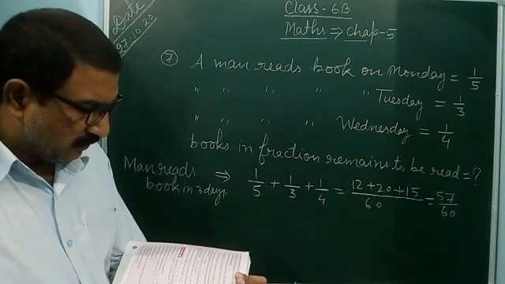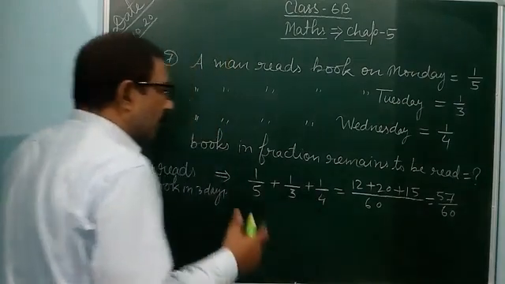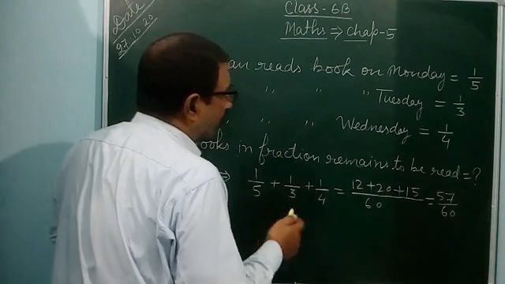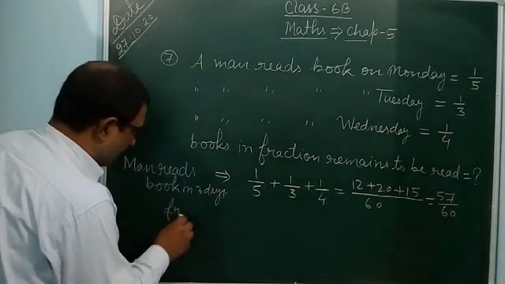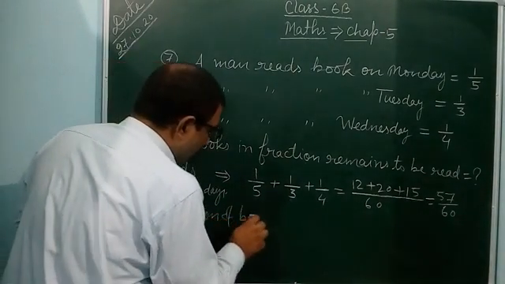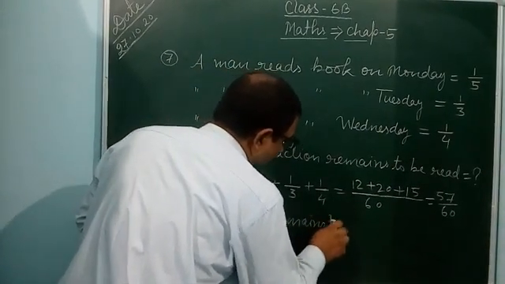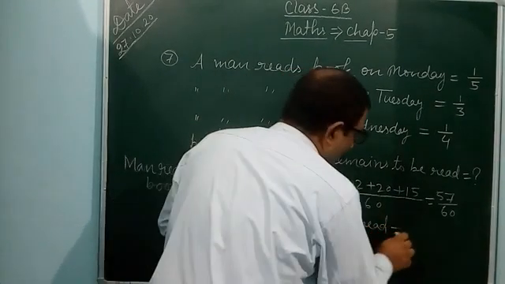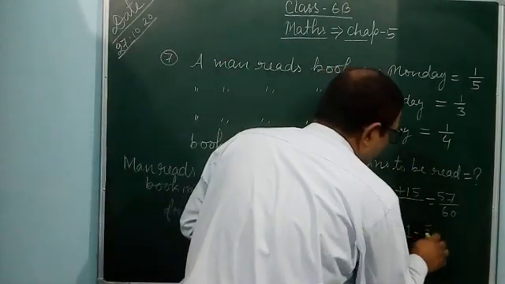After that, you see the book is a whole, 1. So you find out the fraction of the book that remains to be read. What is the total? The book is 1 whole. So 1 minus 47 by 60.